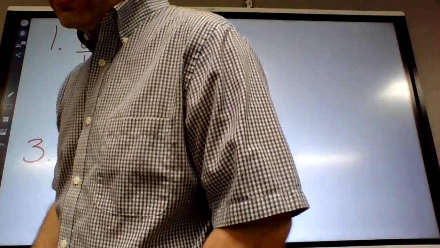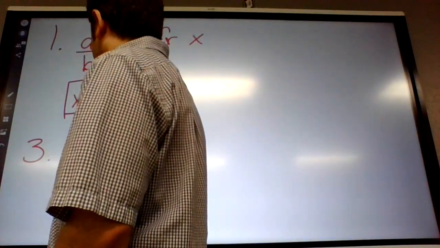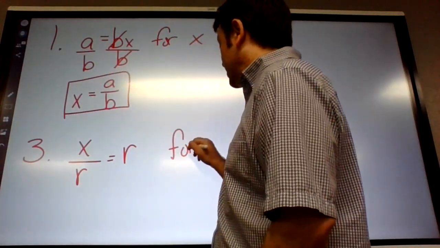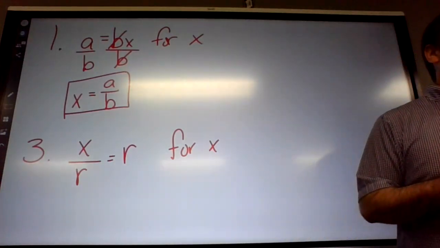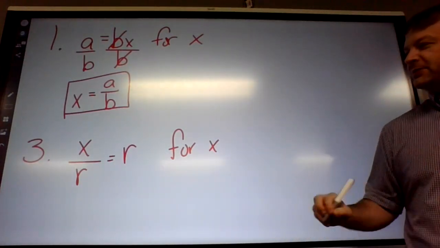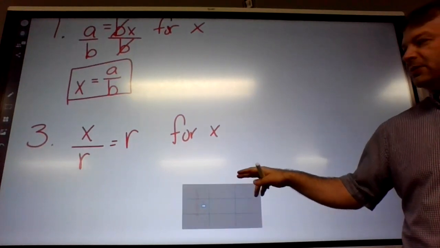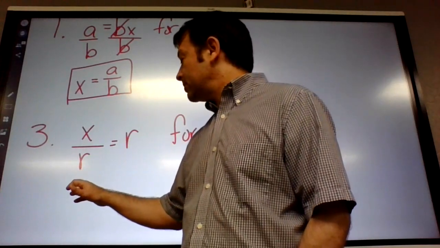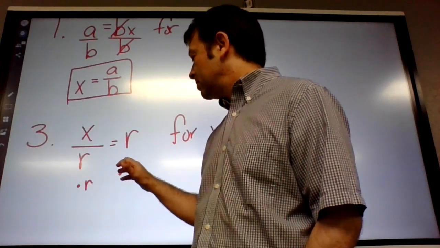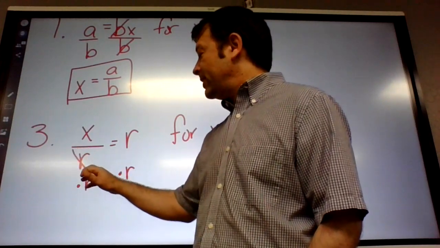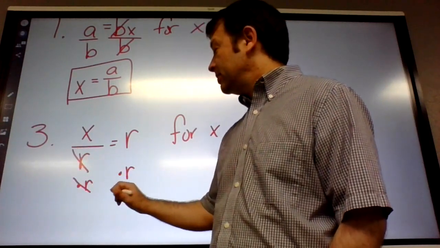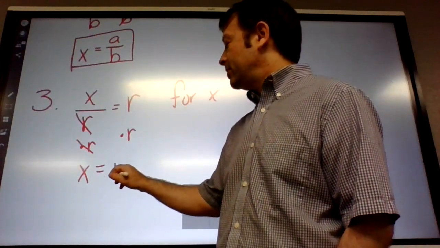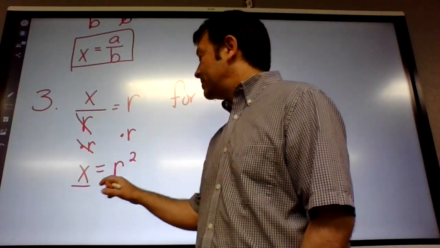Okay, number 3, x over r equals r. I did not do an example like this. And we're solving for x again. Sophia? Times by r. Yeah. So to get rid of a divided value, we have to multiply. What is r times r? R squared. That's what squared means, something times itself.